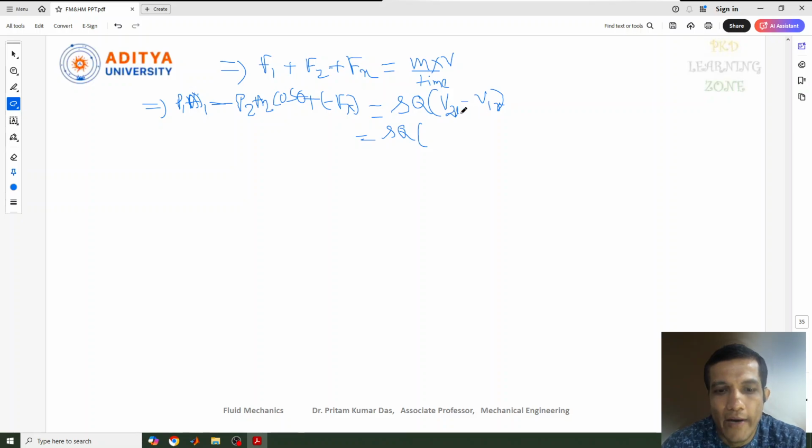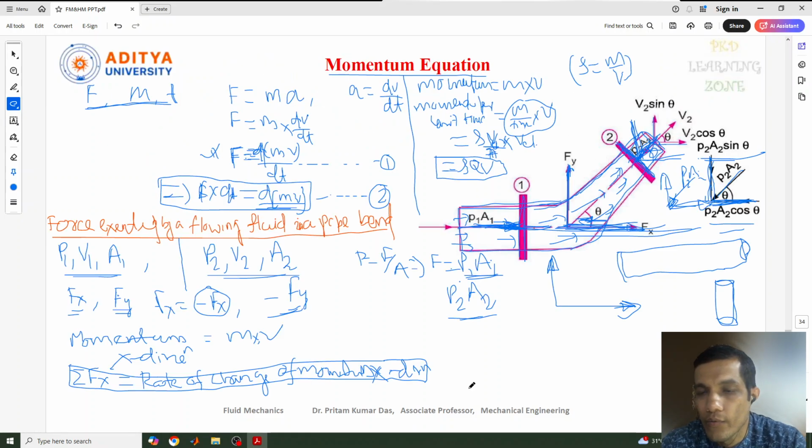Again we need to find out this value here. Now I can write P1 A1 minus P2 A2 cos theta. This is the total force, and this is minus Fx equal to rho into Q into v2x minus v1x. So what is the final velocity and what is the initial velocity? The initial velocity is as usual only v1, and the final velocity needs to be considered here.